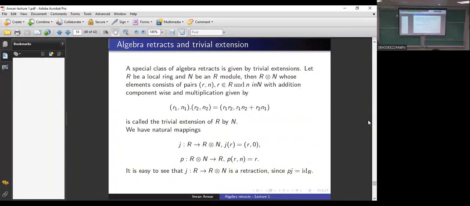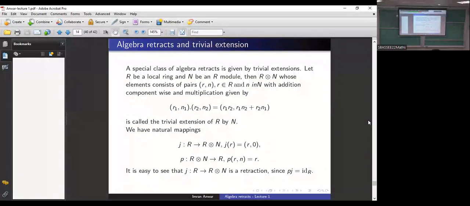Then the second important description given in that particular paper is a special algebra retract. This slide is important if you would like to construct an algebra retract. This kind of construction is given by Herzog, and he called it the trivial extension. So a special class of algebra retract is given by the trivial extension. Let R be a local ring and N be an R module. I repeat, R is a local ring and N is an R module.